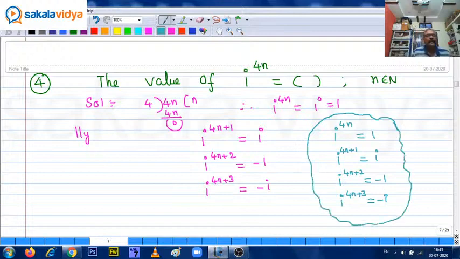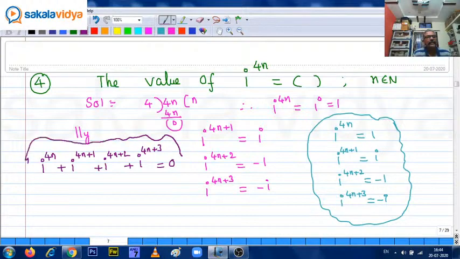And one more result you will get, a very, very important result. I to the power of 4n plus I to the power of 4n plus 1 plus I to the power of 4n plus 2 plus I to the power of 4n plus 3 is always, adding, 1 minus 1 cancel, I minus I cancel, you get 0. This wonderful result you will get.